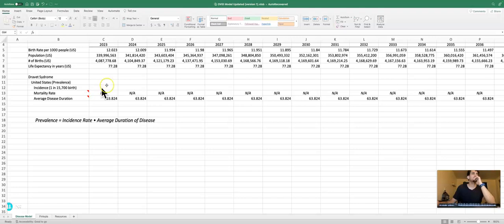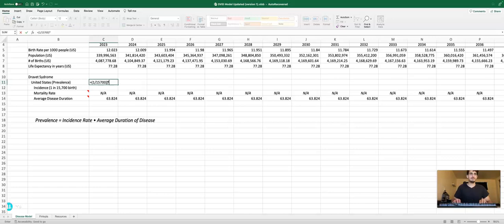Oh, okay. Why was that hard? Okay, so the prevalence, we know the incidence. So the prevalence is actually going to be equal, like we said, to 1 divided by 15,700. So it's going to be one case per 15,700 births.